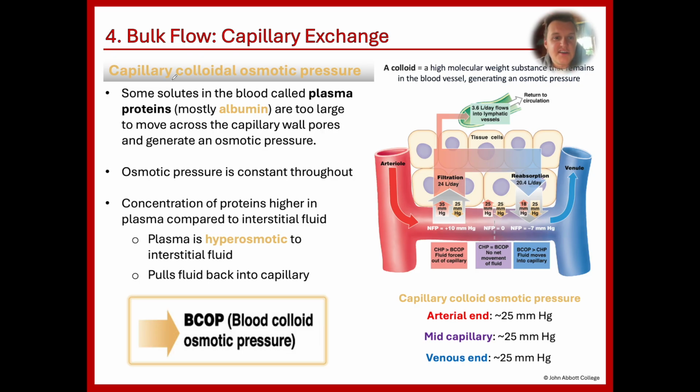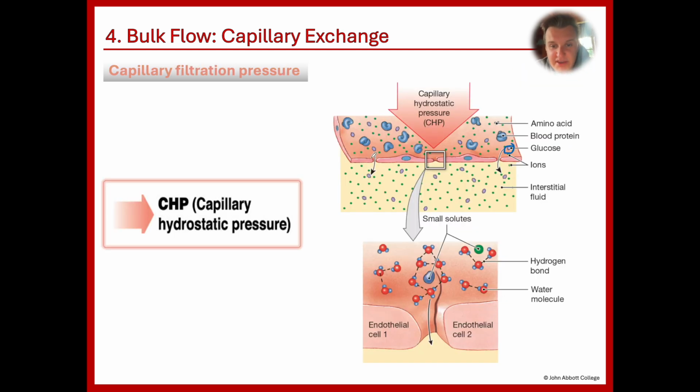The other pressure is called the capillary colloid osmotic pressure. Some solutes in the blood are called plasma proteins. Mostly the one that's the most important is albumin. It's a big, chunky plasma protein, and they're way too large to even move through the capillary. Remember I told you these are big proteins over here, and they're way too big to go across. The smaller solutes, they'll fit across the membrane over here. Think of these little spaces between the cells. This is never going to pass through.